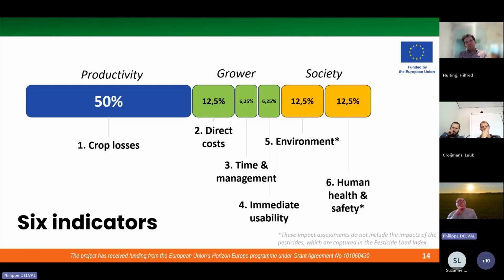The objective of this last part is not to represent direct impact, because you saw that we use a pesticide load index before, but it's to represent the opinion of the experimentator about the use of each package around environment and human health and safety for the sprayer people.